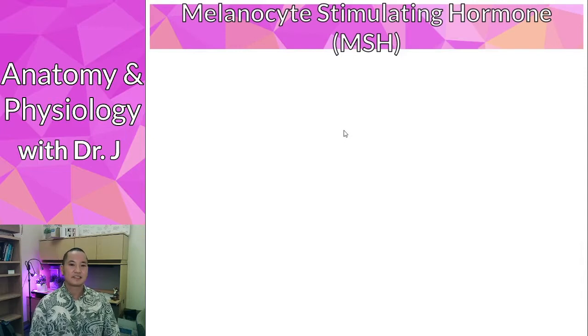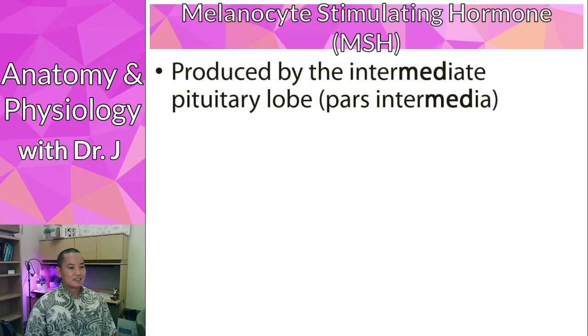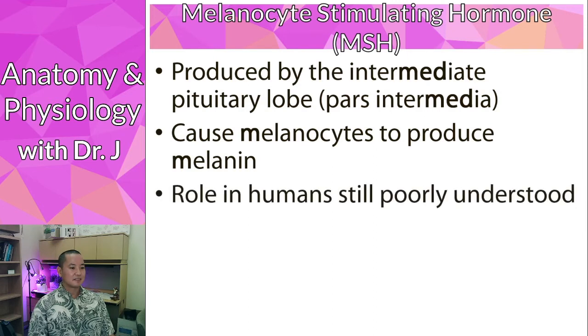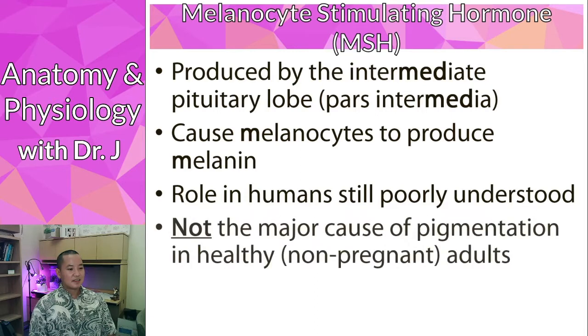Now MSH, what is this? Melanocyte-stimulating hormone, and if you were here for PHYL 141, you might remember what melanocytes are. This is the way I remember it: MSH is produced by the intermediate part, and this causes melanocytes to produce something called melanin. Now the role of MSH in humans is poorly understood, and why? Because it's kind of shrunk over time. It's not really vital to our living and reproduction, as we see in these vestigial organs, and it's not the major cause of pigmentation in healthy adults.